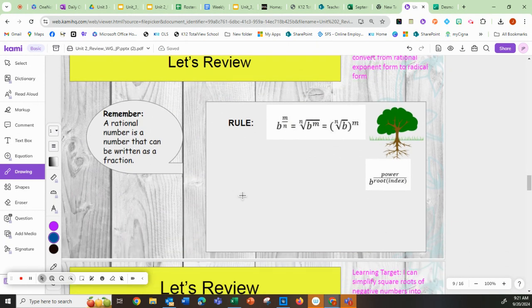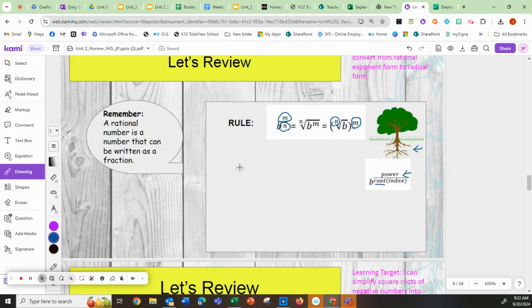We do have problems in Unit 2 where we have things that are raised to an exponent that is a fraction. So remember that the top is the power and the bottom is the root. I like to think about the picture of a tree. The roots are in the bottom, so the bottom of the exponent, if it's a fraction, is always the root, and the top is the power. So again, here's your power, here's your root.